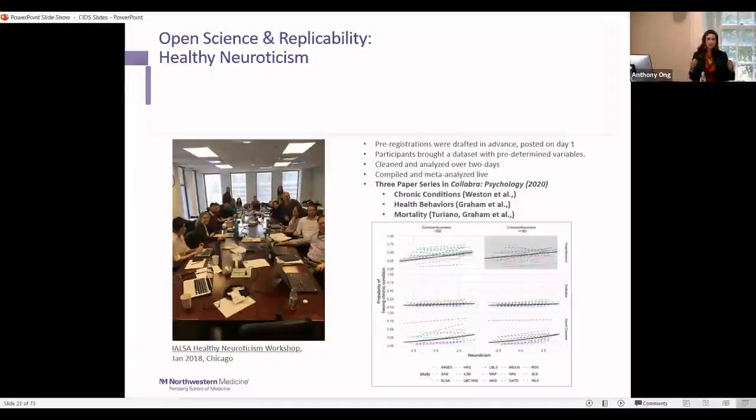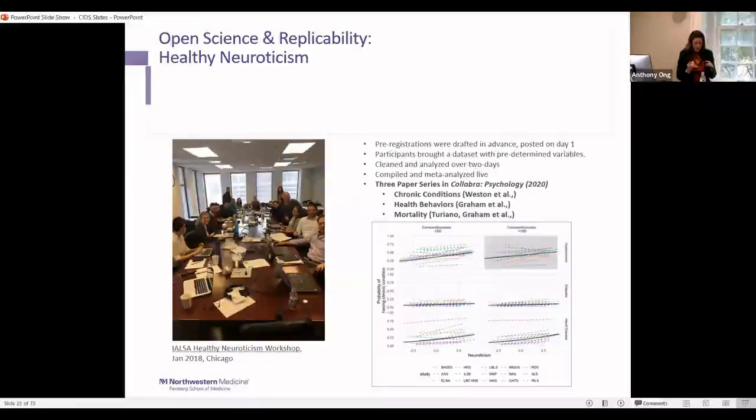So if we do the C by N interaction predicting various health outcomes, what do we find? I don't have the mediation model set up there, but basically we looked at all three pathways of that theoretical model. Does the C by N interaction predict health behaviors? Does it predict mortality? Does it predict health?